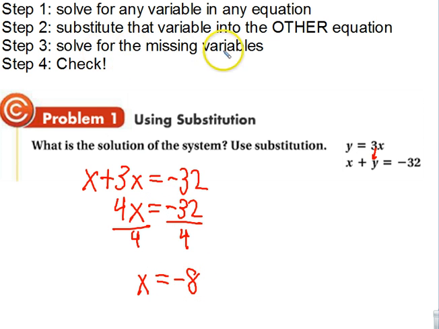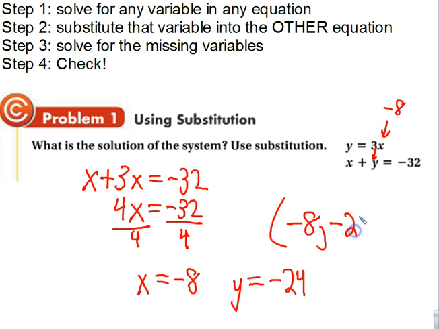Solve for the missing variable. Now I'm missing y, so I plug in negative 8. Negative 8 times 3 is negative 24, so y is equal to negative 24. Lo and behold, my ordered pair is negative 8 comma negative 24. That one works for both the top and the bottom. If I plug in negative 8 plus negative 24, I get negative 32. So substitution, four-step process. The object is to still find an ordered pair that makes it work.